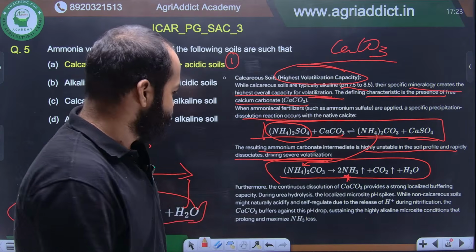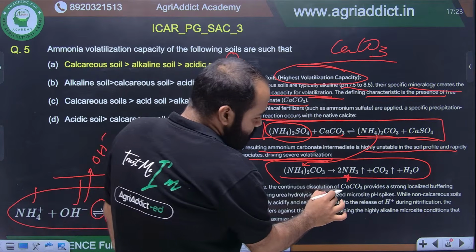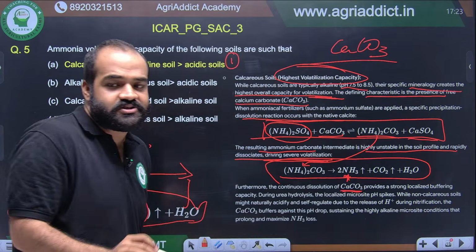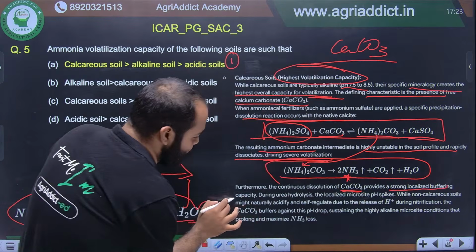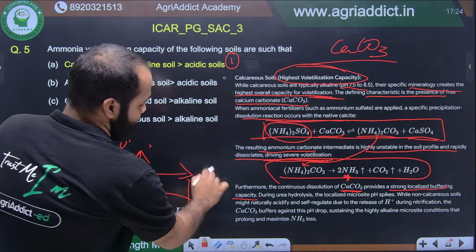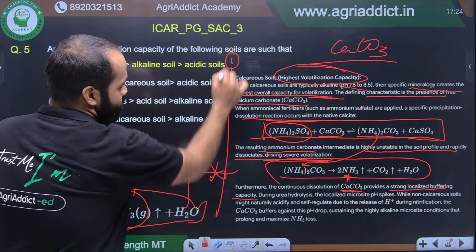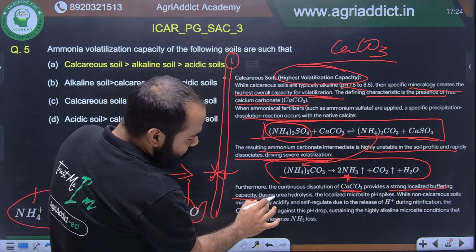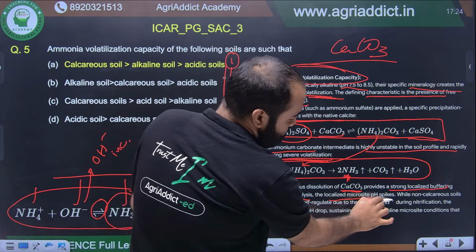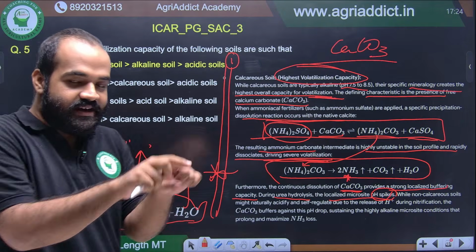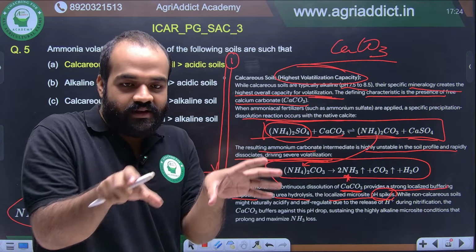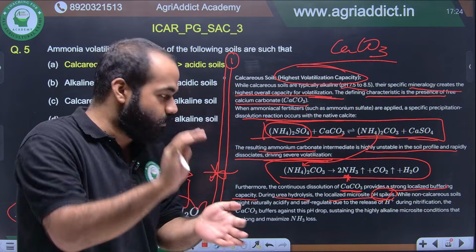All right. Furthermore, the continuous dissolution of CaCO3, calcareous soil है, CaCO3 है, उसका dissolution तो होगा ही. It provides a strong localized buffering capacity. This is very important. This part is extremely important. You know, during urea hydrolysis, the localized microsite pH spikes. We all know urea का जब hydrolysis होता है, तब उसका इर्द गिर्द में whatever the surrounding system, उसका जो pH है वो बढ़ता है.